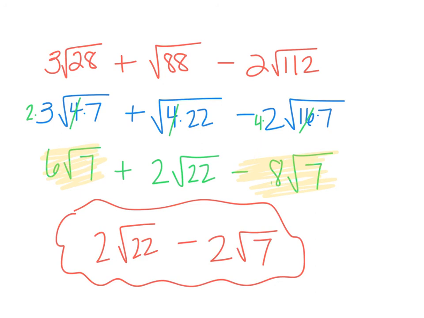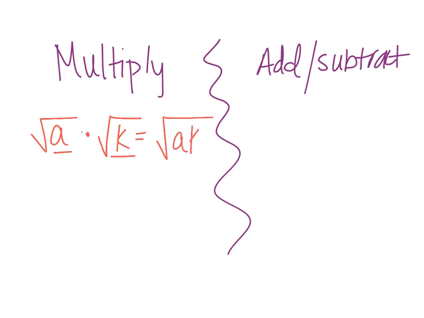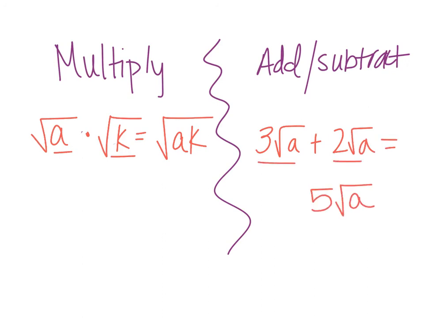All right, so just as a quick refresher, we learned today how to multiply radicals, and we learned that if you have 2 radicals, like the square root of a times the square root of k, you can actually multiply the 2 radicands, so a times k, and then take the square root of that. So that was the multiplying rule, and then the adding rule was if we had like 3 square root a plus 2 square root a. These are like terms, so you can basically just combine them and end up with 5 square root of a. So that is what we learned today.